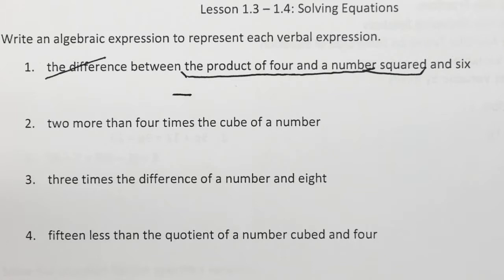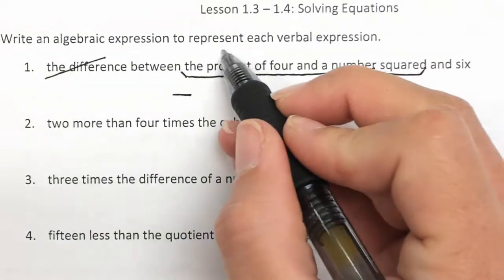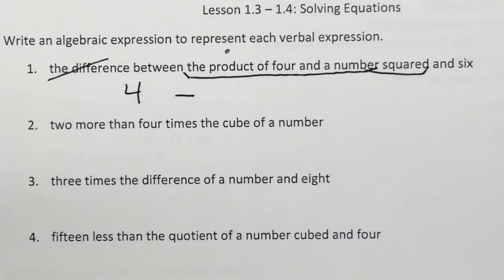Alright, so the product of 4 and a number squared. Product means what? Multiplying something. And we are multiplying 4, which we know what that looks like. But then it says 4 and a number squared. How do we write a number squared?